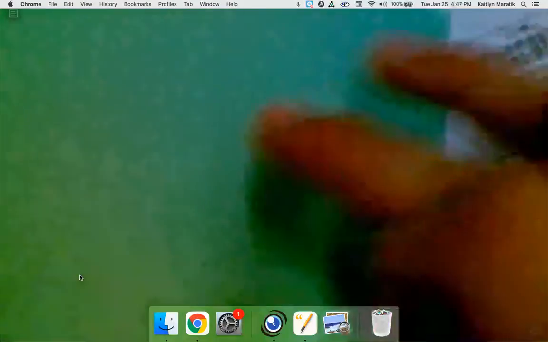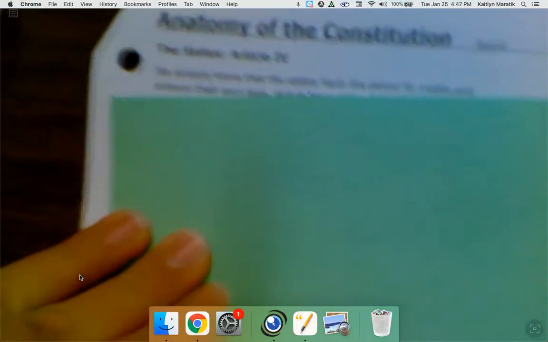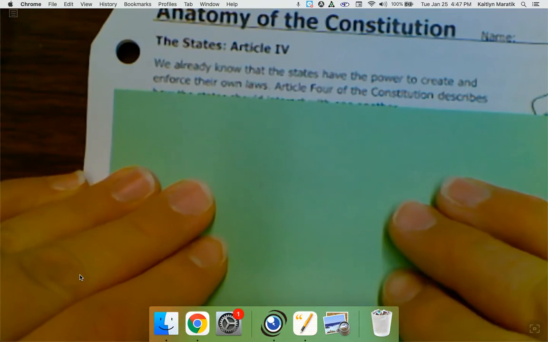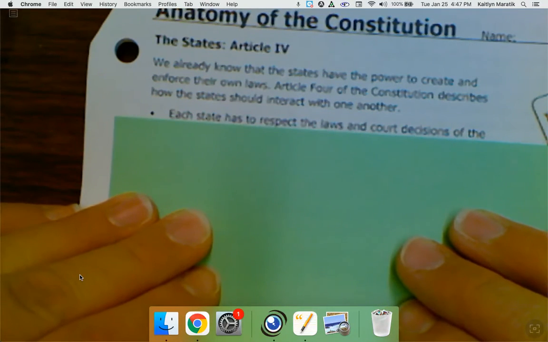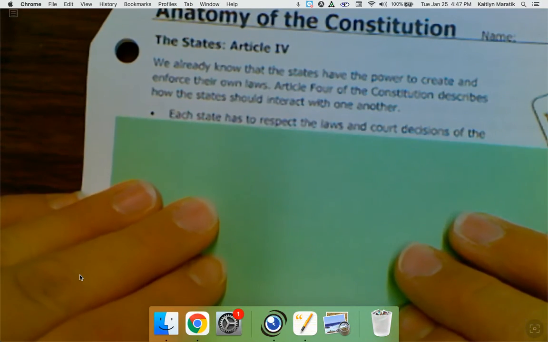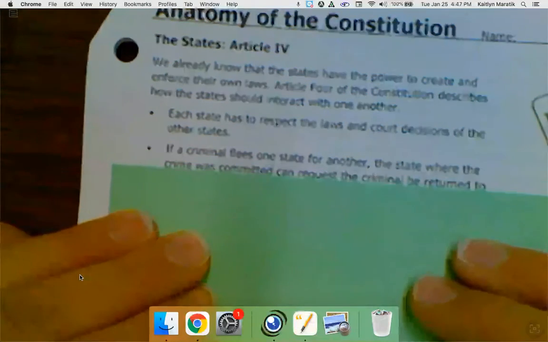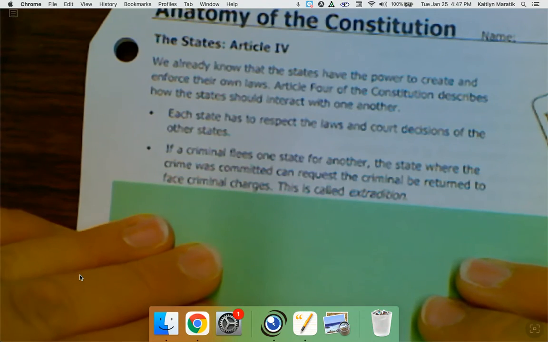Moving on. Article number 4, IV, is the Roman numeral for 4. So the states. We already know that the states have the power to create and enforce their own laws. Article 4 of the Constitution describes how the states should interact with one another. Each state has to respect the laws and court decisions of the other states. If a criminal flees from one state to another, the state where the crime was committed can request the criminal to be returned to face criminal charges.